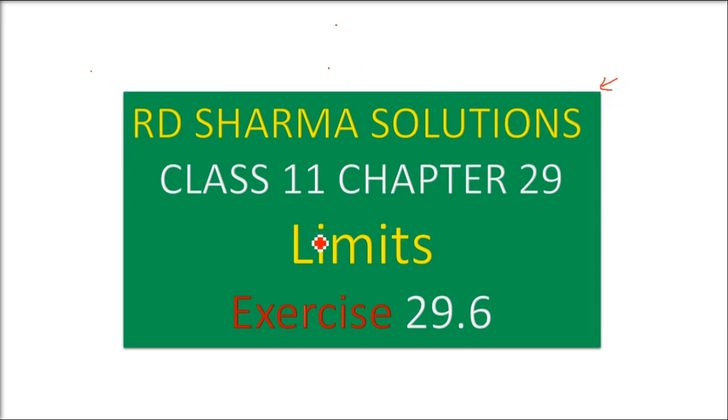This is R.D. Sharma Solutions, Class 11, Chapter 29, Limits. Exercise 29.6. Now, this is question number 10: under root x square plus a square minus under root x square plus b square, divided by under root x square plus c square minus under root x square plus d square, and this is limit x tends to infinity.